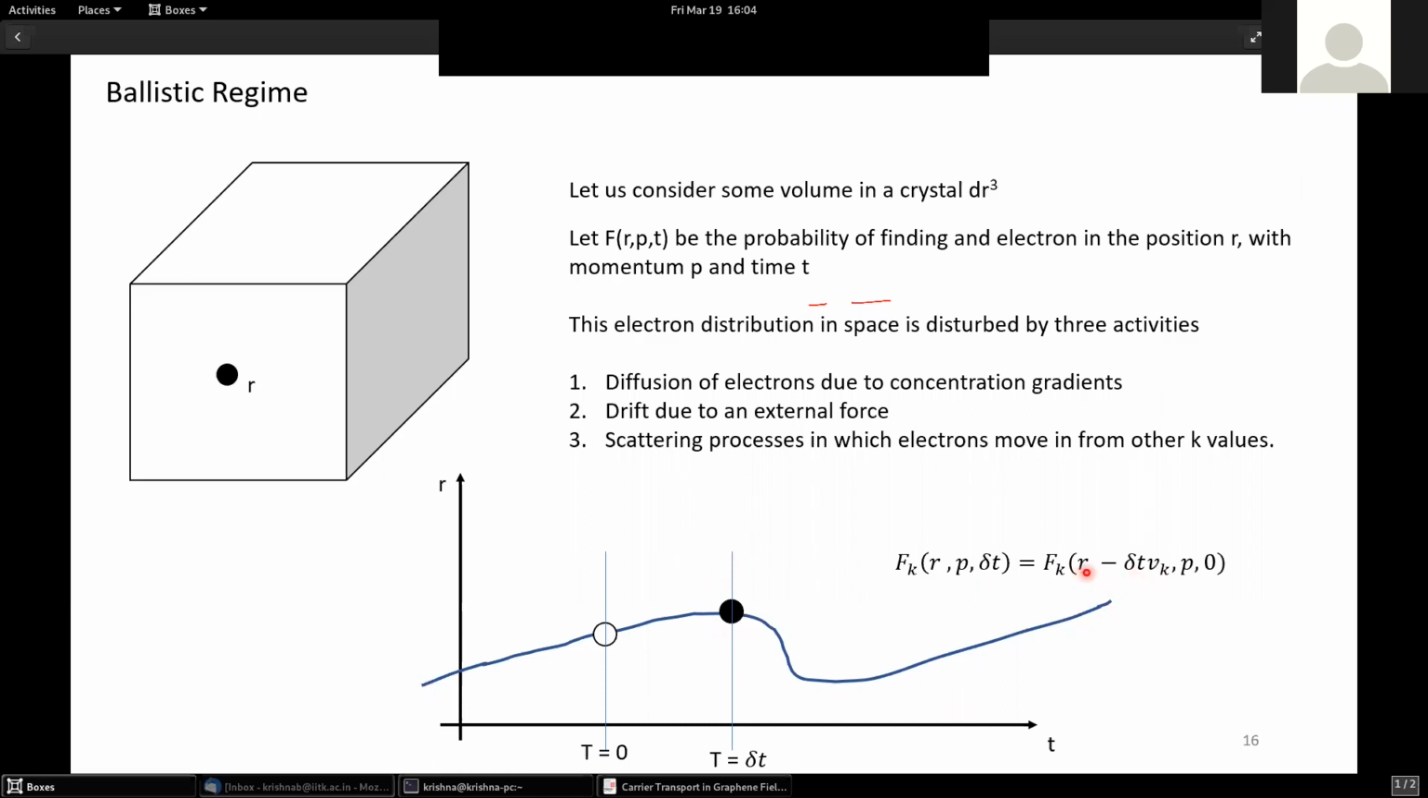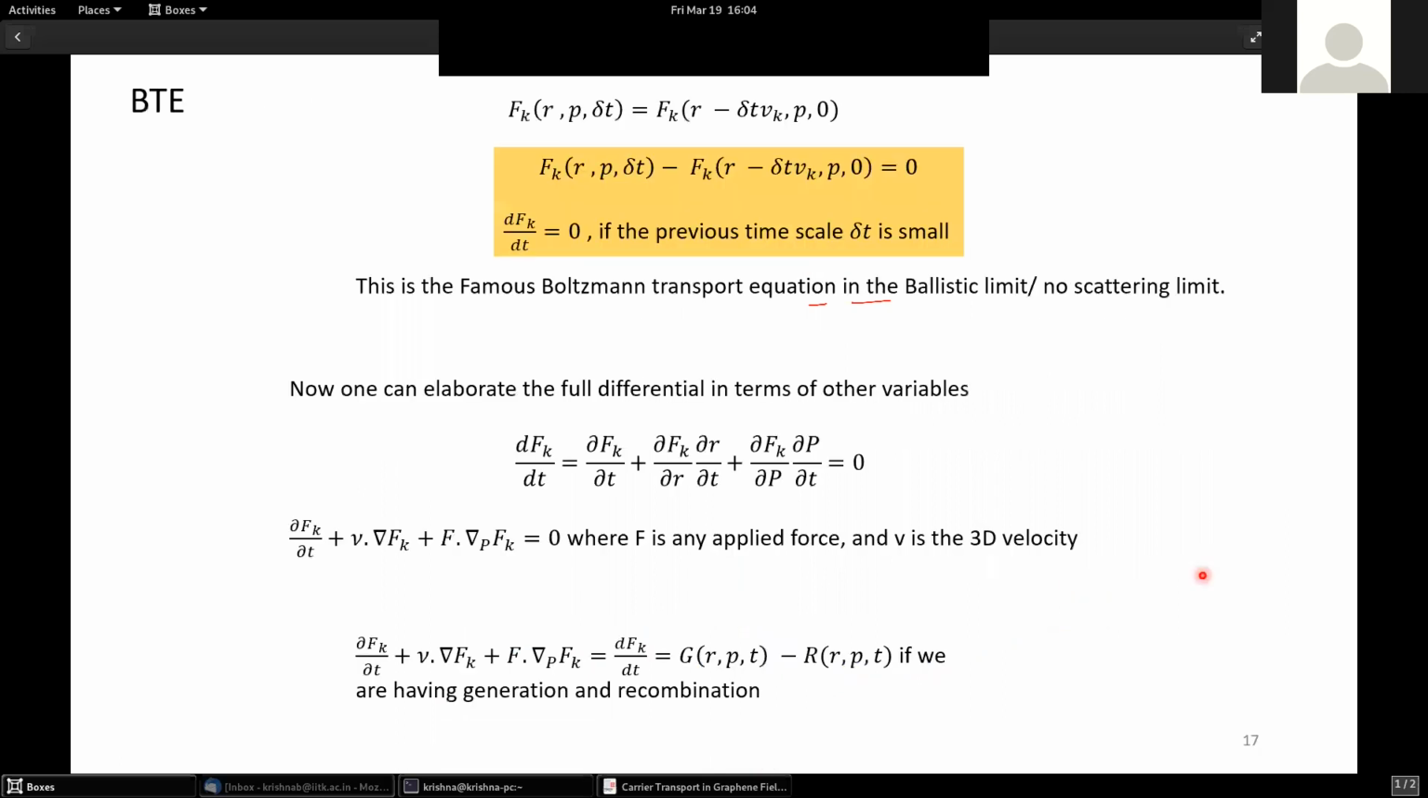So basically, this r minus del t vk will be this empty space. If you know the probability of occupation at time t equal to 0, and if no other activity happens, it's easy to see that, because we know that the velocity is in this particular direction, we can tell what is the probability of an electron to be at this particular space at time t equal to del t. Once this equation is known, we can bring one from the other, bring it down and then divide it by del t. If the time scale is small enough, we call this df of k by dt equal to 0.